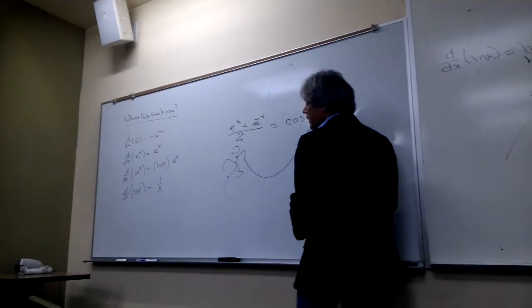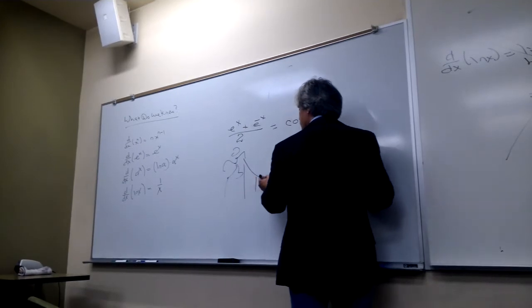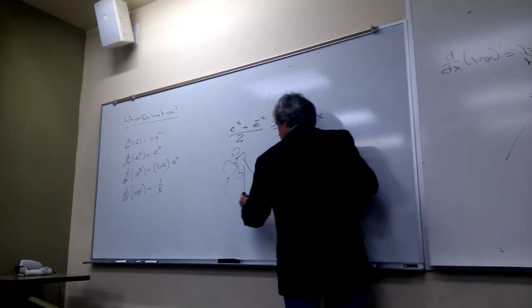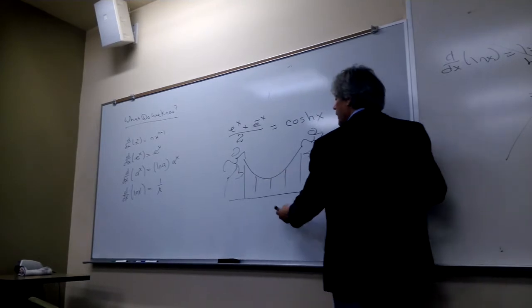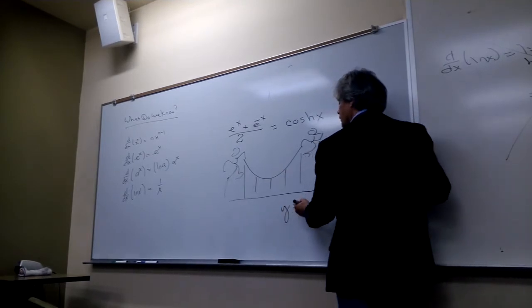But if I evenly distribute the weight underneath this chain, or this rope, like a roadbed of a suspension bridge, it changes the curvature in such a way that it is now mathematically modeled by an equation like this.